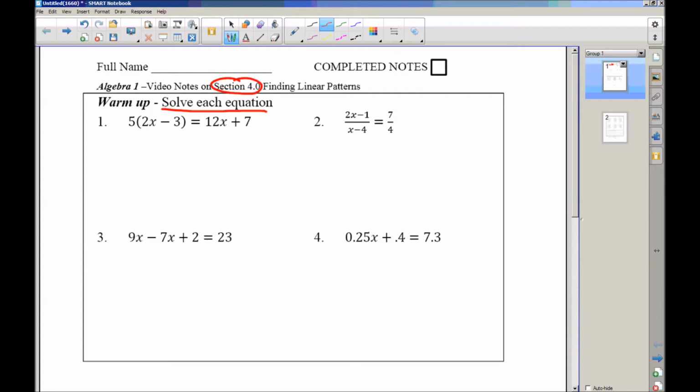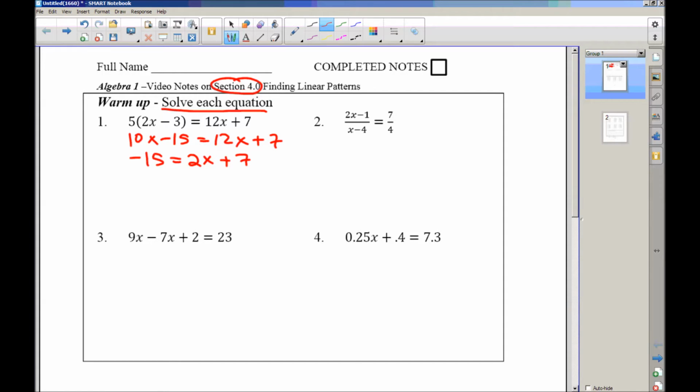So on the left side, we have to simplify it first. So 10x minus 15 equals 12x plus 7. So we simplified the expression on the left. The right side was already simplified. Now I'm going to get all the variables on the same side. So I'll subtract 10x from both sides. I get negative 15 is 2x plus 7.